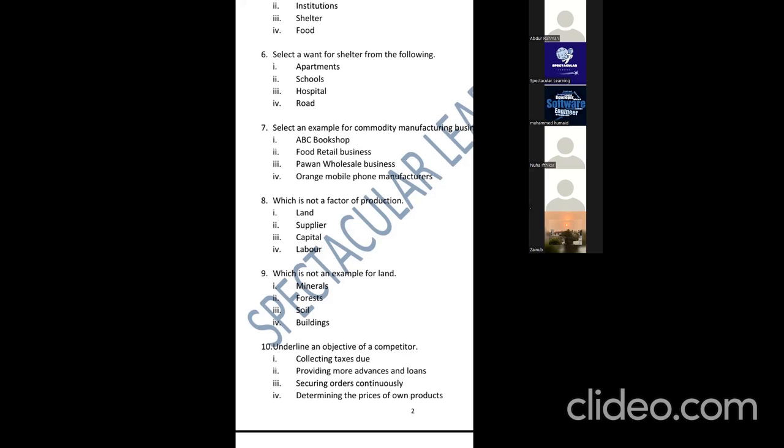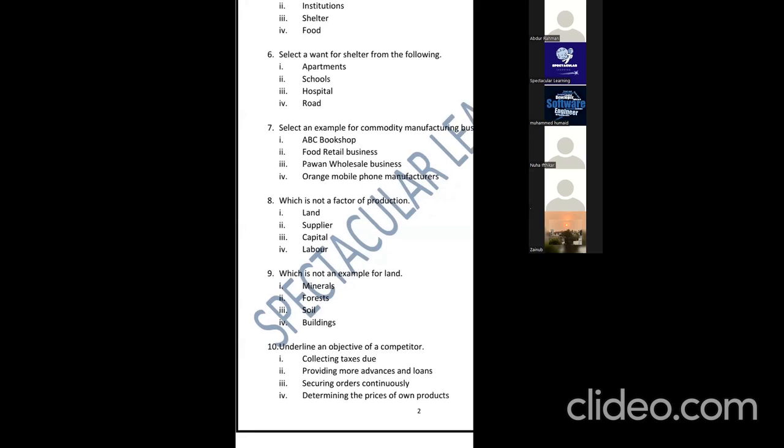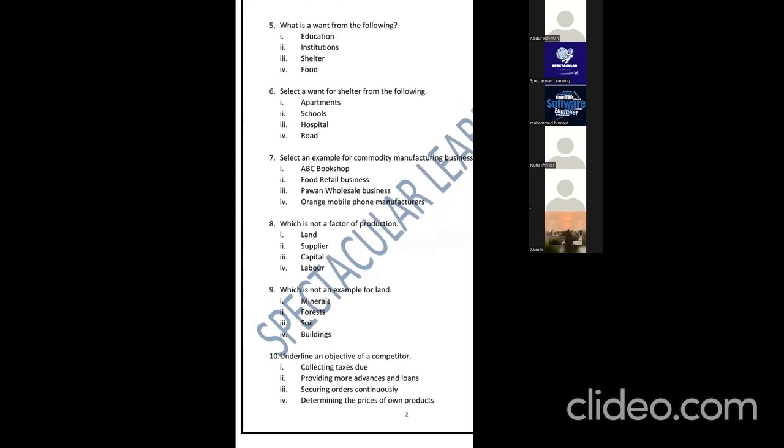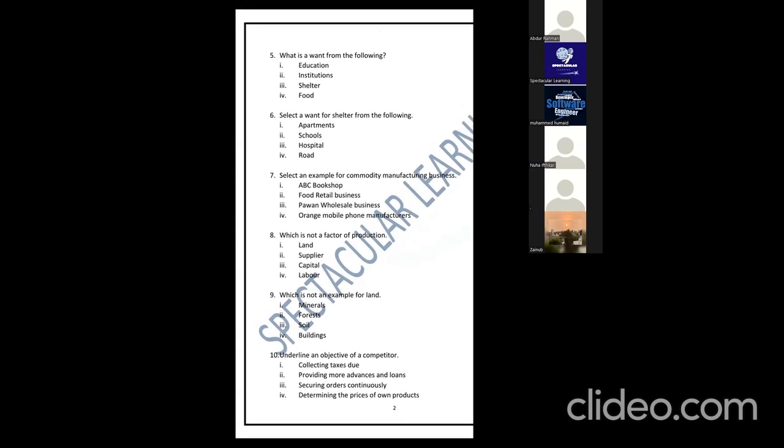Yeah, the government. Then providing more advances and loans. Whose objective is to provide more advances and loans? Financial institution. Yeah, the financial institutions. Then securing orders continuously. Suppliers. So determining the prices of own products is the objective of a competitor.